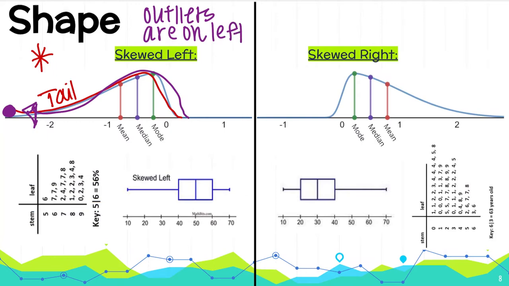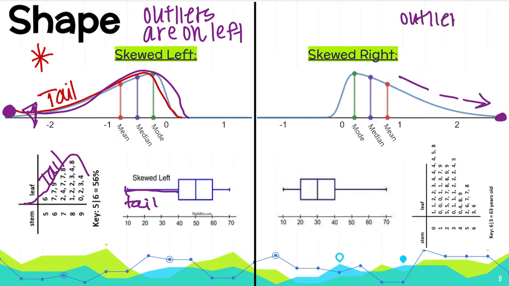So if I take a look at this stem and leaf plot, which I've rotated, I can draw over it. And notice my tail is on the left. And again, with my box plot, I have the longer tail right here. So then over here, if I'm skewed right, that means that my outlier is over here, and it's pulling that shape to the right. So for skewed right, our outliers are on the right.